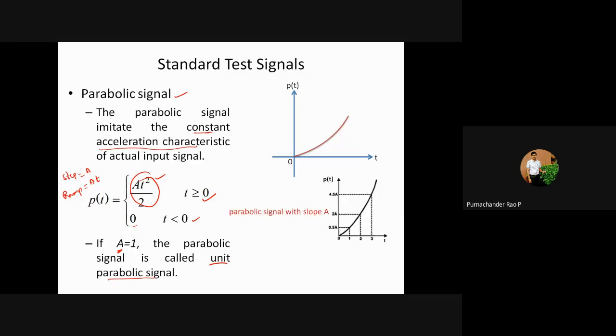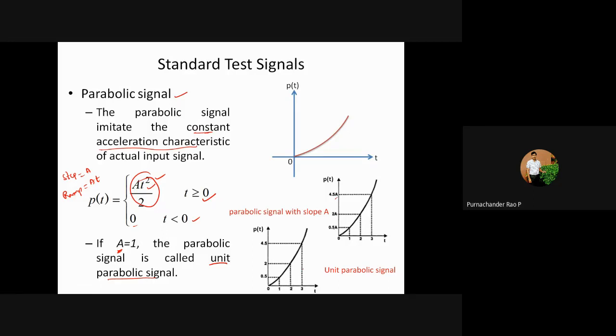And then if you take the slope, it varies as a squared value, since the time is squared. So it varies as, for example, 1.5, 2, 3, 4.5, like that. So this is for the unit parabolic signal.